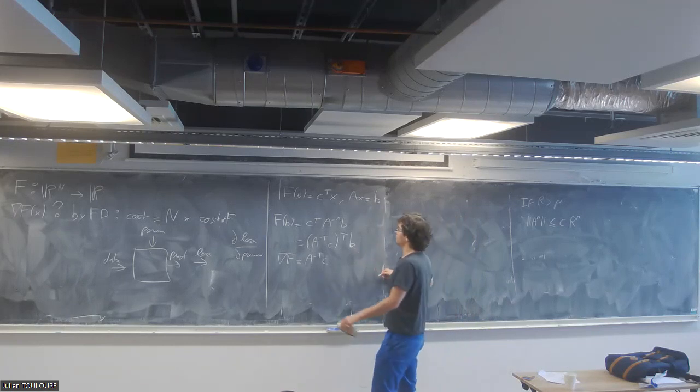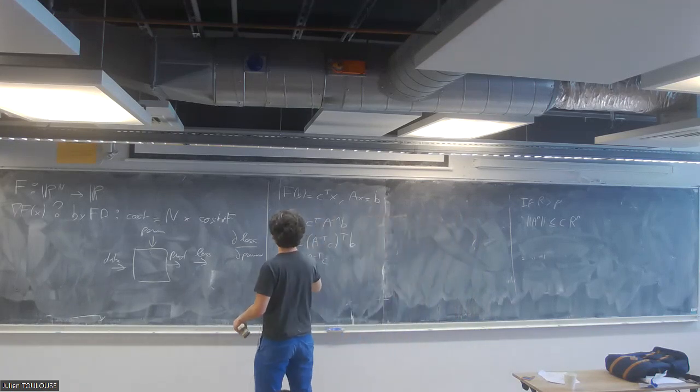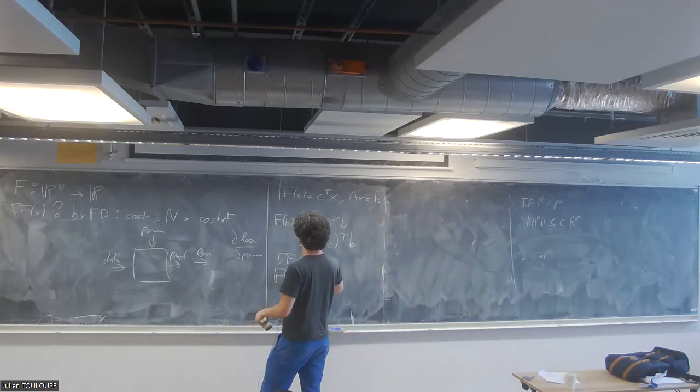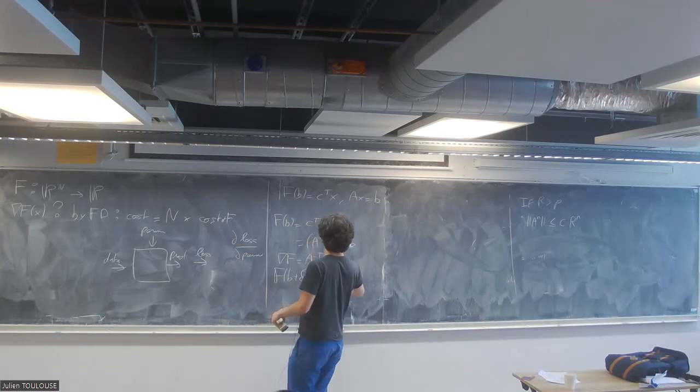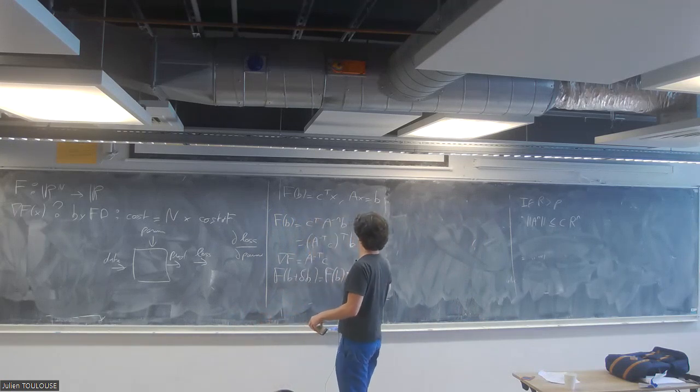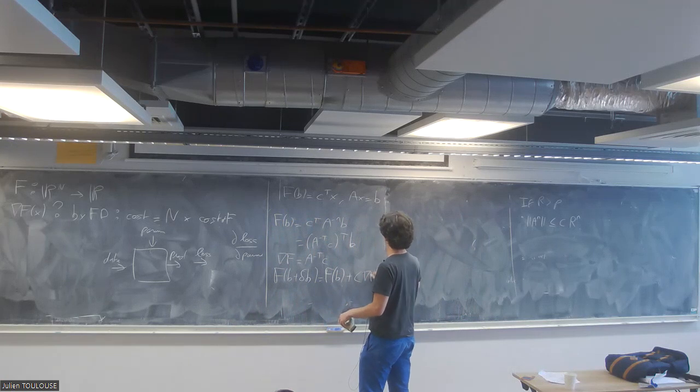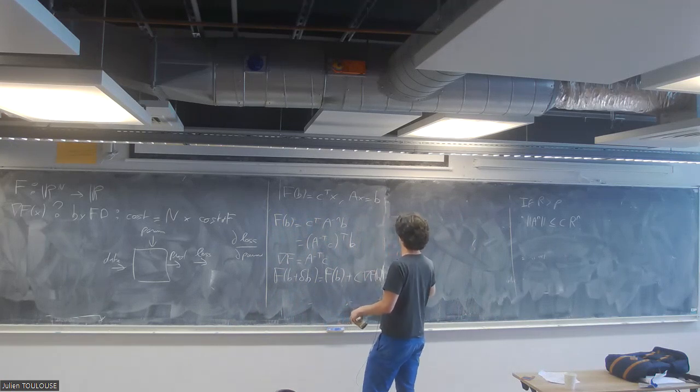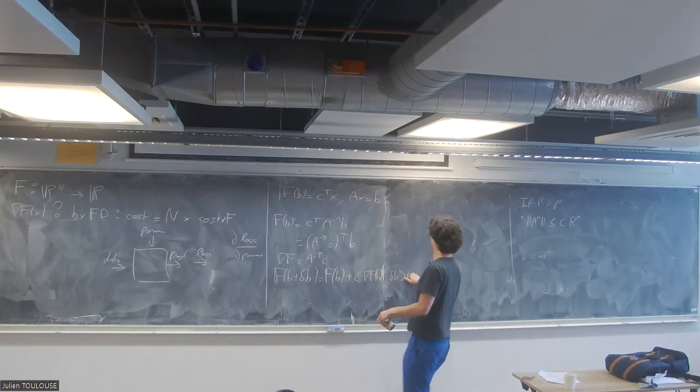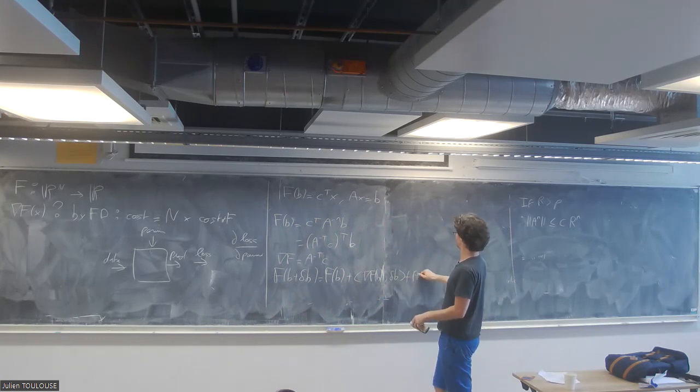By definition, the gradient is the thing such that f of b plus delta b is equal to f of b plus the scalar product of the gradient of f of b times delta b, plus higher order terms.